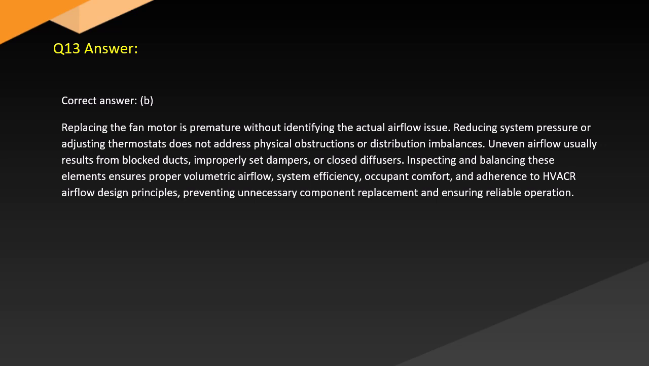Answer. Correct answer. B. Replacing the fan motor is premature without identifying the actual airflow issue. Reducing system pressure or adjusting thermostats does not address physical obstructions or distribution imbalances. Uneven airflow usually results from blocked ducts, improperly set dampers, or closed diffusers. Inspecting and balancing these elements ensures proper volumetric airflow, system efficiency, occupant comfort, and adherence to airflow design principles, preventing unnecessary component replacement and ensuring reliable operation.